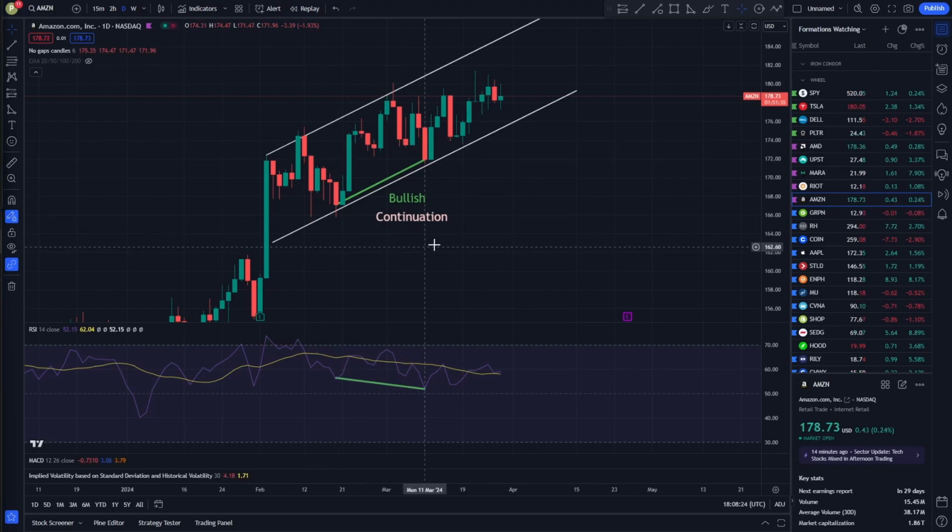RSI divergence is one of several tools that I use to support the wheel strategy, which is the main focus of this channel. Check out my tutorial on the wheel strategy if you haven't already.